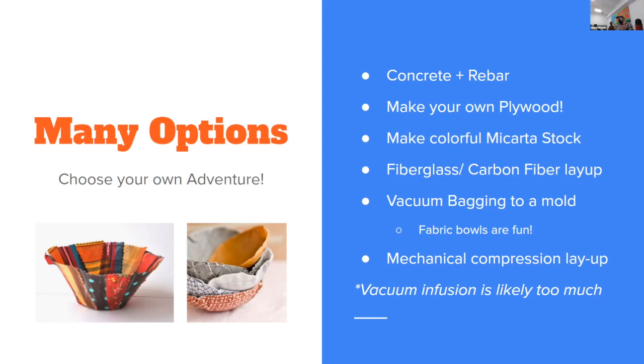I also love micarta, which is epoxy and paper. And that turns into a wood-like material. So you can make a hammer out of paper if you're really into that. There's all sorts of cool things that you can do to make stuff. And so, paper mache crafts 2.0. Yeah, absolutely.